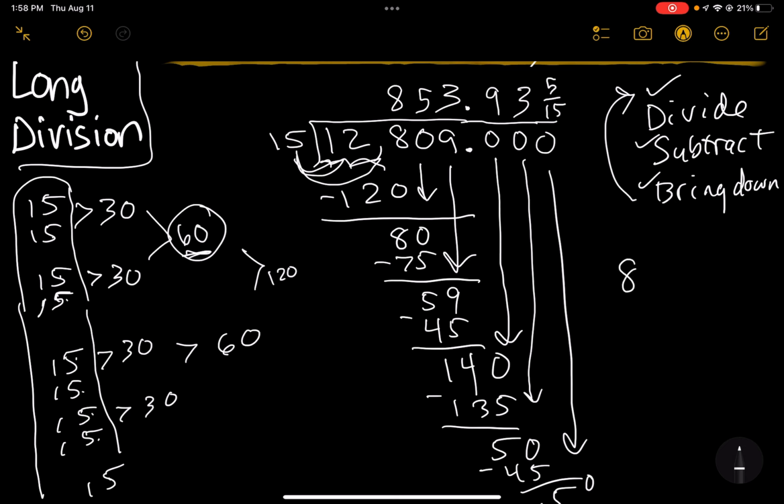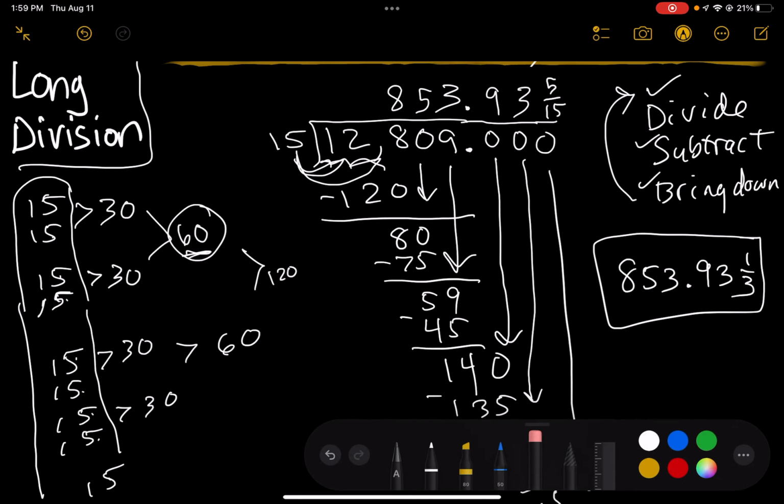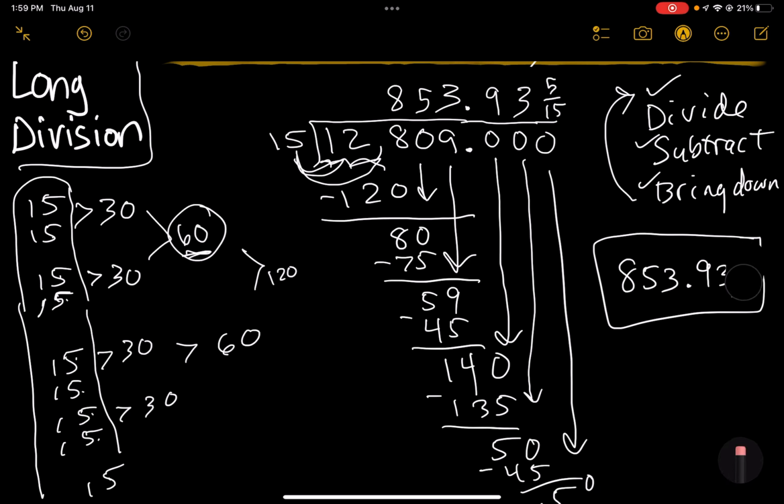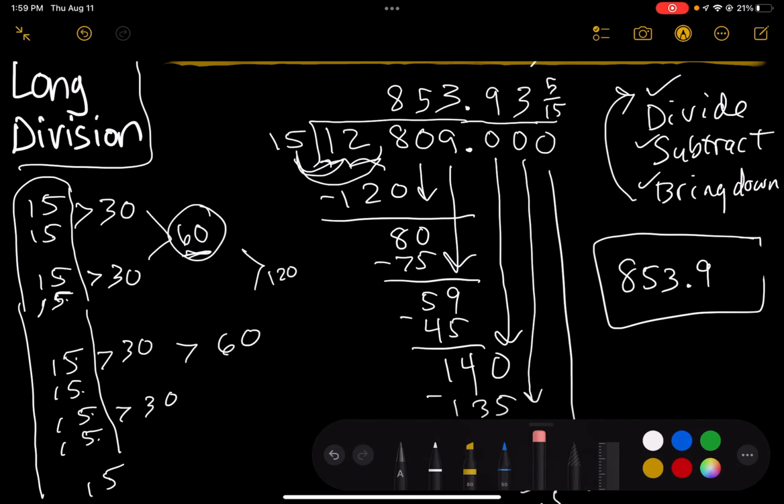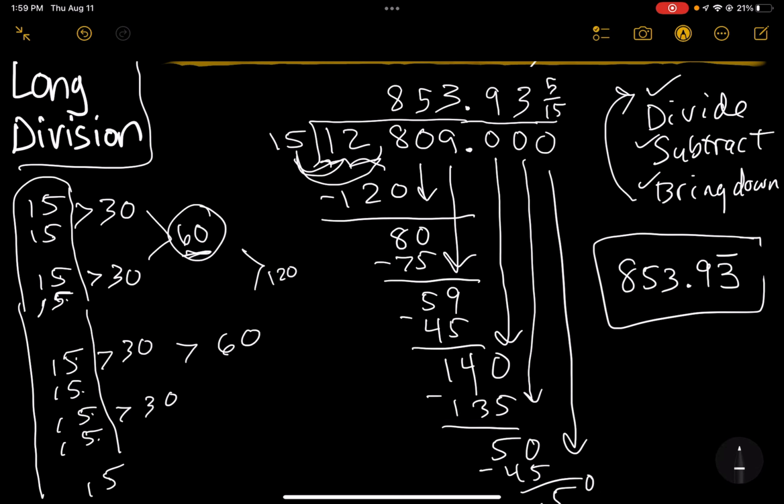So let's do 853.93 and a third. This would be your quotient. 15 times 853.93. Actually, my bad. This is where it started the repetition. So we will put the bar like that. Okay, guys.